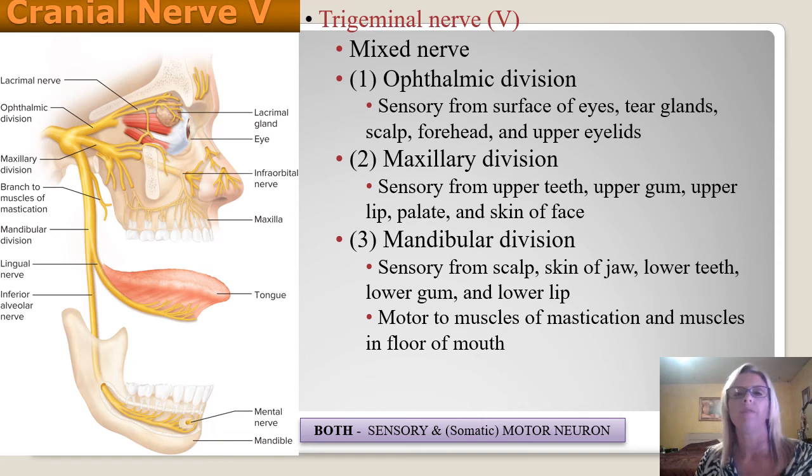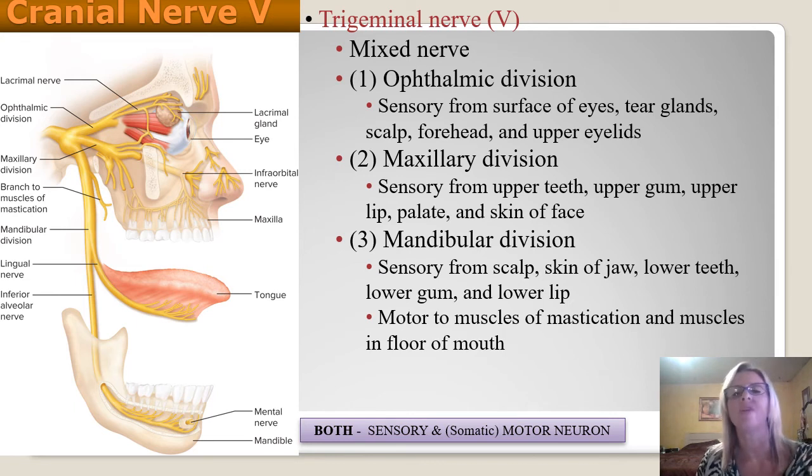All right, and if you do that drawing from Armando online, you will see these 3 branches listed out. Okay, and so it separates off and it does these 3 particular functions. The ophthalmic consists of sensory fibers that bring impulses to the brain from the surface of the eye, the tear gland, skin, scalp of the forehead, and the upper eyelid.